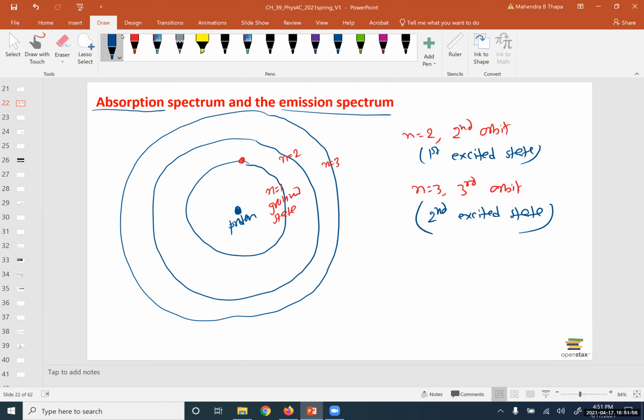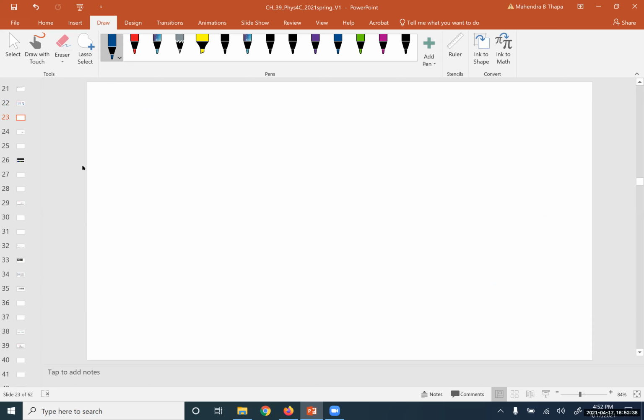Okay, so if the electron jumps from a high energy level to the orbit at a low energy level, it is going to release energy. Okay, so the change in energy, either going from high to low or low to high, will be h times f, where f is the frequency of the emitted photon, or it could be an absorbed photon. Okay, photon.